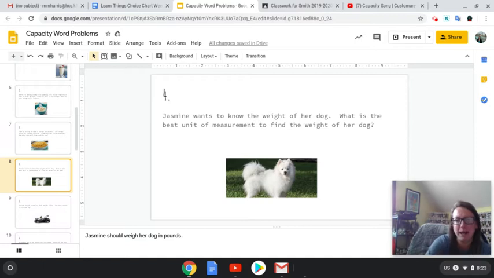So if we're talking about a dog, and this looks like a big dog, not like a little Chihuahua, so would you think we use ounces or pounds? Yes, pounds would be a better measurement.